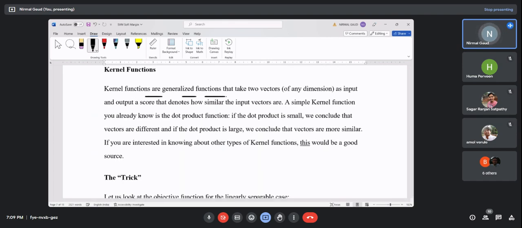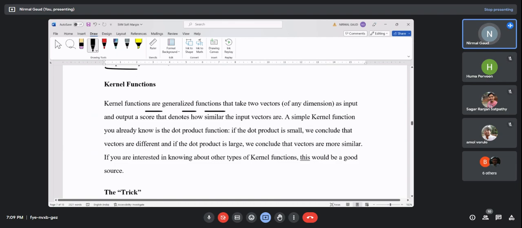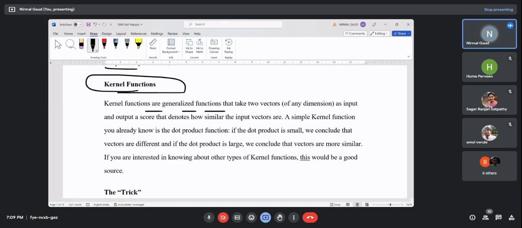Kernel functions are generalized functions. So we are having kernel functions now. Okay, for the kernel trick we are having kernel functions, and we have seen different types of kernel functions when I was teaching the SVM introductory class. You have seen radial basis, etc. There are various kernel functions which are available. Okay, so kernel functions are generalized functions that take two vectors of any dimension as an input, and output a score that denotes how similar the input vectors are.